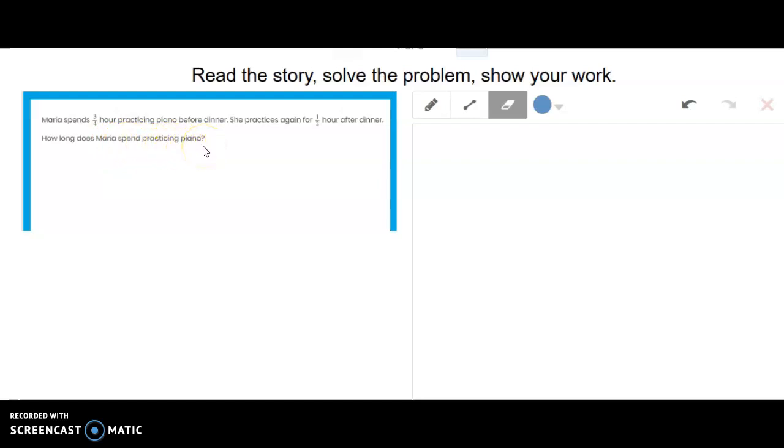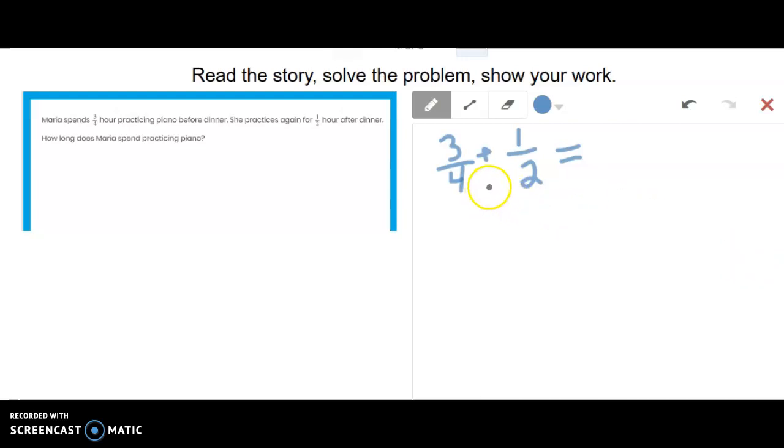Well, we've got to find out how long she spends practicing the piano altogether. So we're going to take the 3/4 of the hour that she spent before dinner and the 1/2 of an hour that she spent after dinner, and we're going to add those two together. That's going to tell us how much she spent in all practicing her piano.